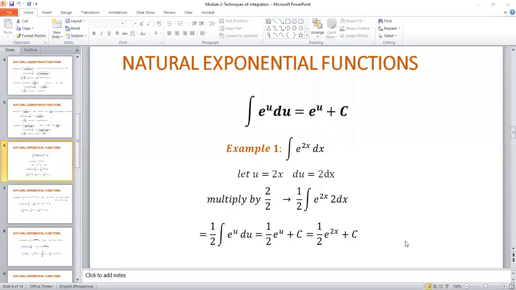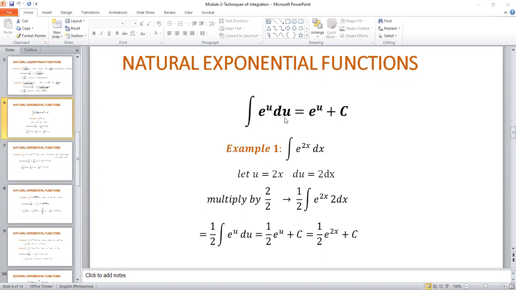So we now go to exponential functions. We're done with natural logarithmic functions. We now go to natural exponential functions. And this is the formula: the integral of e raised to u du. You can copy the original given exponential function as long as the derivative of its argument, the u, is complete.